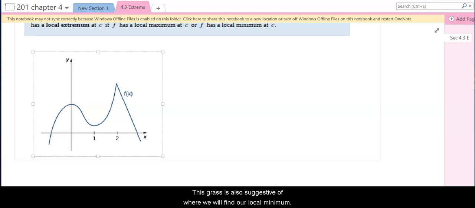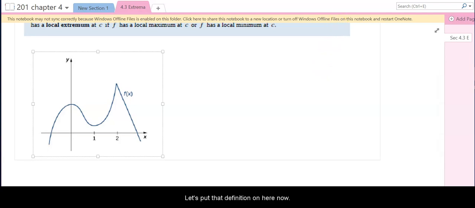This graph is also suggestive of where we will find our local minima and our local maxima. They will occur at the tops of hills and bottoms of valleys and at corners and cusps. In other words, at the places where the slope of the tangent line is 0 or where the first derivative does not exist. We have a name for such points. They're called the critical points of the graph.